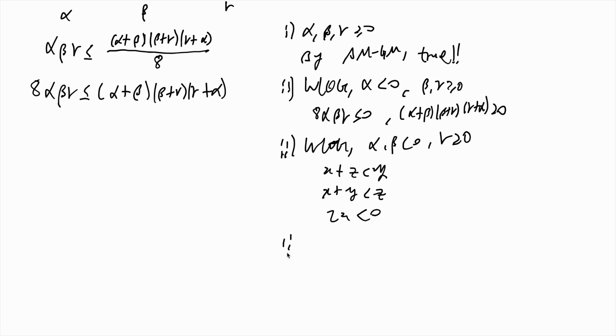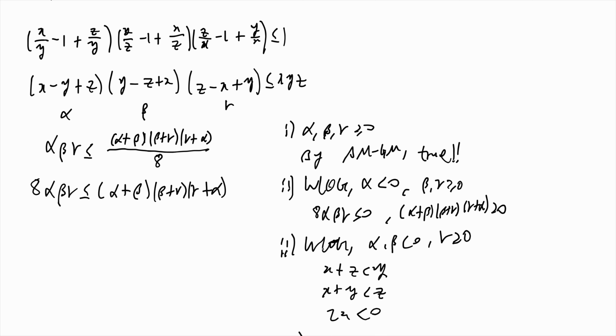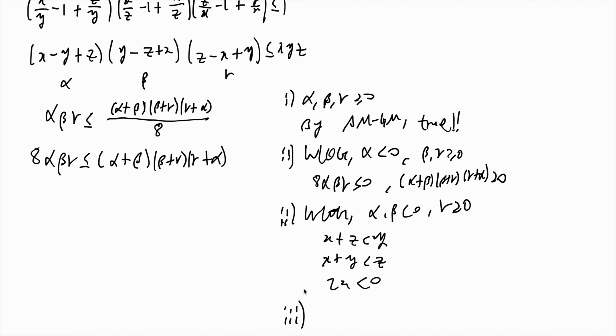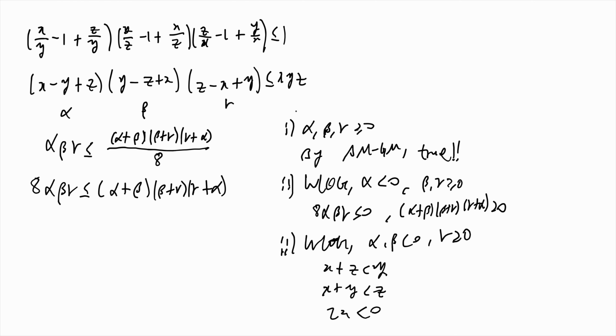Now the last case would be when all of them are negative numbers. But this is the same case as multiplying negative 1 to here, so that wouldn't change a lot. Also, if you do the same thing, we get x plus y plus z less than 0, and that doesn't work. So we consider every case and we proved our inequality.